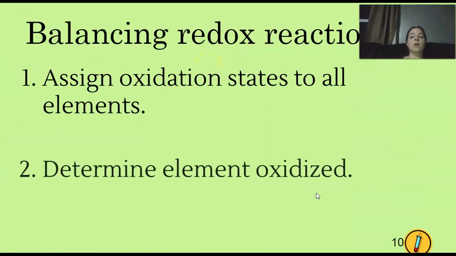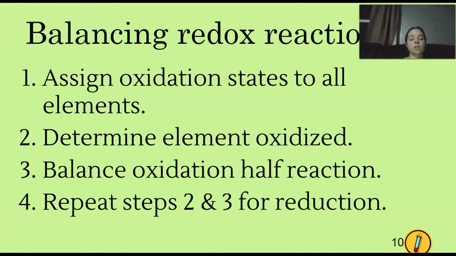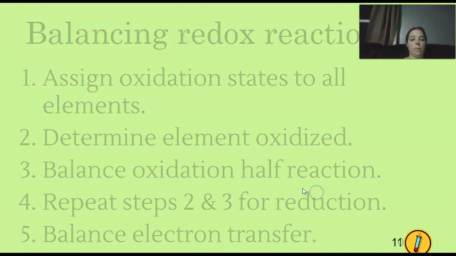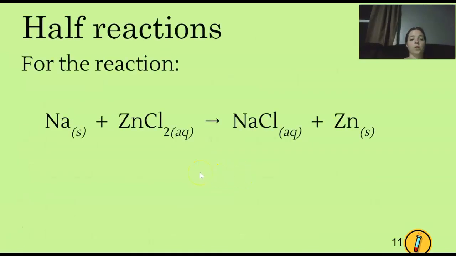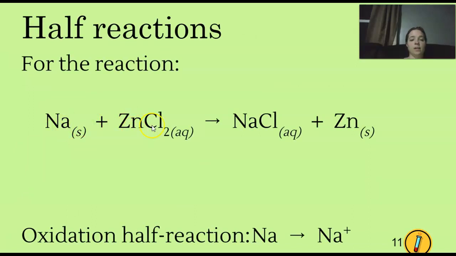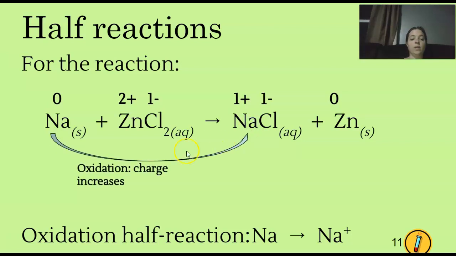Okay, so balancing redox reactions. I know it's going to seem like a lot. Just bear with it. So half reactions. For this reaction, Na and ZnCl2, giving zinc chloride, sodium chloride, and zinc. So the oxidation half reaction, what loses is sodium, because you go from Na to Na plus. Okay, there's that oxidation.